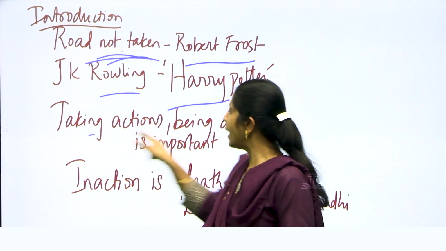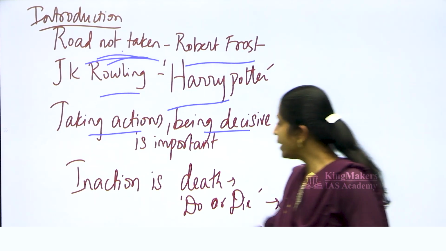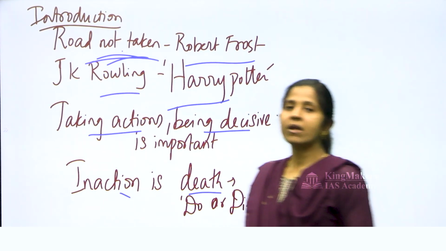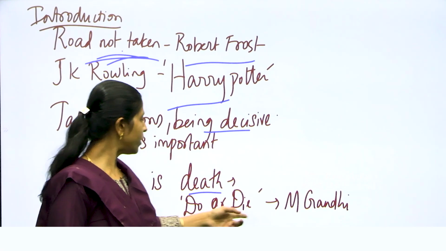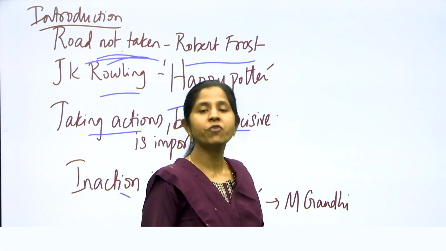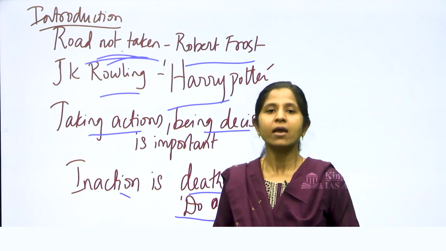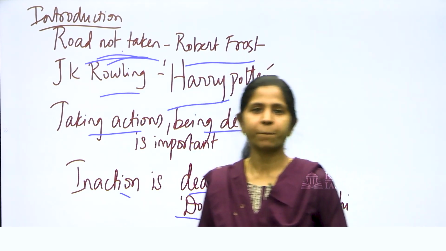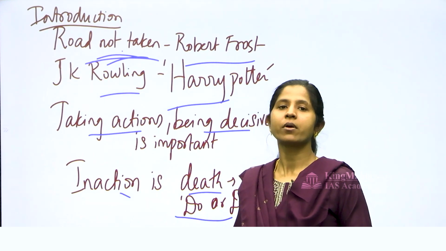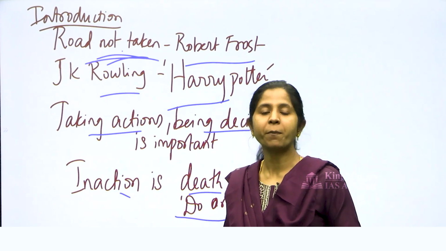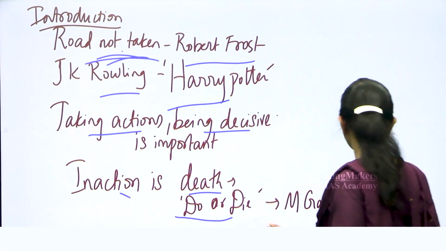You can talk about how taking action and being decisive is very important. And inaction is death. Like how Mahatma Gandhi talked about do or die. He's talking about inaction, or he's talking about how we wanted this freedom struggle or we will die, or we wanted to struggle or we will die. He's nowhere talking about how we will sit, we will stop. There is no word of stopping. It is do or die. So this is how you will start your introduction.